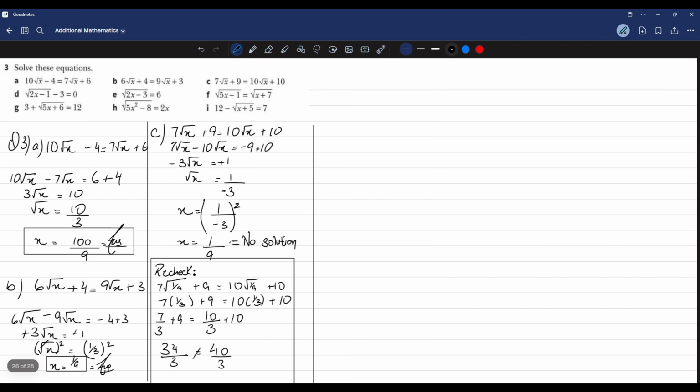Okay, so for part D, we have under root of 2x minus 1 minus 3 is equal to 0. So we have under root of 2x minus 1 is equal to positive 3, and if we were to square on both sides, this would cancel down, and this would be 2x minus 1 is equal to 9. 2x is equal to 9 plus 1, which is 10. x is equal to 10 divided by 2, and that's equal to 5. And that's it. x equals 5 is our answer for part D.